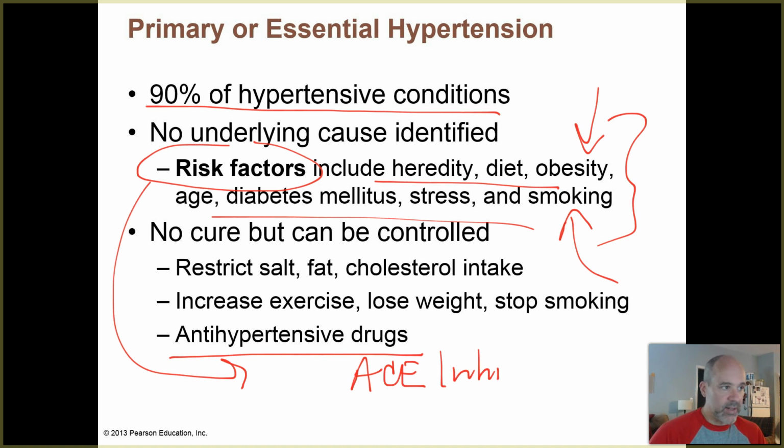Increasing exercise helps lower your blood pressure, improves your heart efficiency, helps you burn calories so that you're less likely to deposit fats in the walls of your arteries. Losing weight will help you lower your blood pressure as well. Stopping smoking, obviously. Reduce salt and fats and cholesterols that you take in your diet, which can get deposited in the walls of your arteries as well.